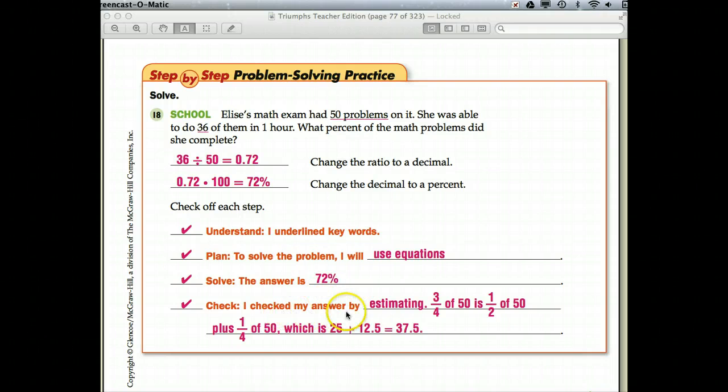And then you checked your answer, is that a reasonable answer? If you get an answer that's over 100%, then you know you did something wrong, you divided the wrong way. And we know that 3/4 of 50 is 1/2 of 50 plus 1/4 of 50, which is 25 plus 12.5, which is 37.5. So that's pretty close, doing some estimation. Okay, good job. You're ready to begin your skills and concepts practice.